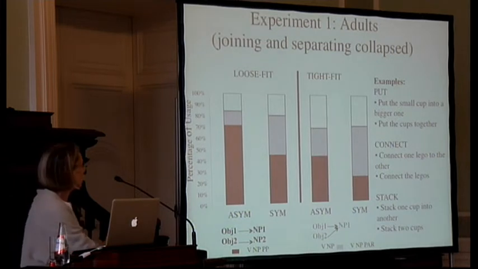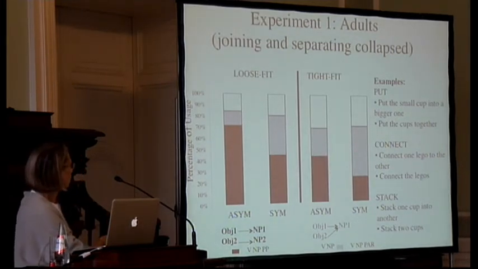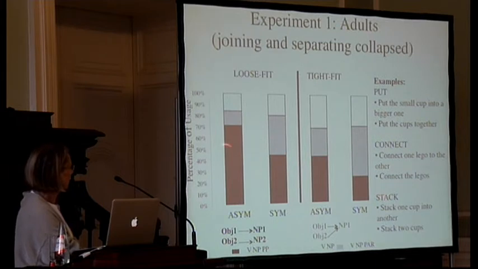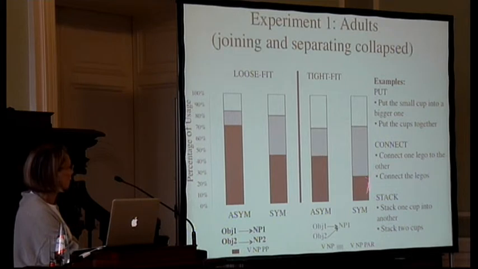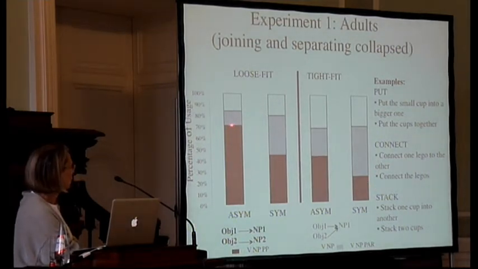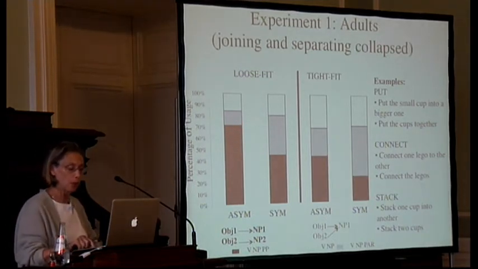So for adults, in joining and separating, these are collapsed. In Experiment 1, what you can see is, for loose fit and tight fit, for asymmetrical, symmetrical, asymmetrical, symmetrical, you get a decline in the use of this frame with each NP expressing one object. So something like she put the small cup into a bigger one would be much more likely in the loose fit asymmetrical than it would be in the symmetrical tight fit case. So again, the big contrast is between loose fit asymmetrical and tight fit symmetrical, where you get this real differentiation by use of the frames.